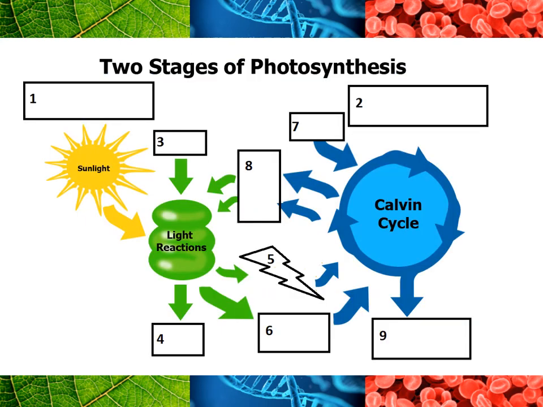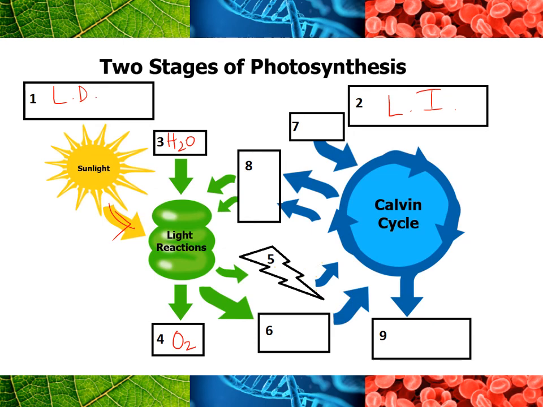This is another diagram. Some people might like this. We've got our two stages: the light dependent stage and the light independent stage. So we start on the left, we have our sunlight going in. We know that our molecular input for the light dependent stage is water, H2O, and we get some oxygen released into the atmosphere.